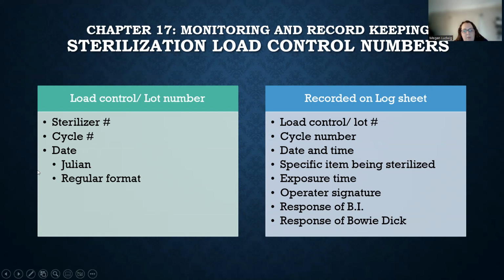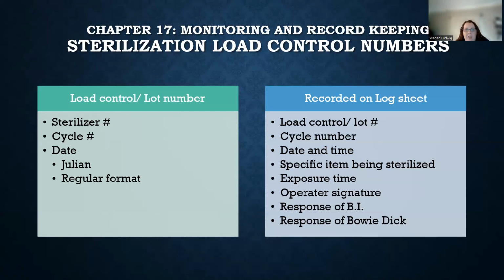You also always have to include the date. Some facilities will write the date in what's called a Julian date. So the Julian date is, and for me, this is the hardest one because I don't think this way. The Julian date is like the day number of the year. So if you're processing this on December 31st, the Julian date would be 365. That's the 365th day of the year. If you're doing it on January 1st, the Julian date would be 1.